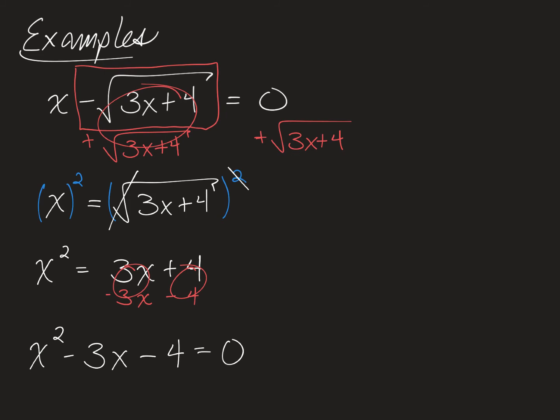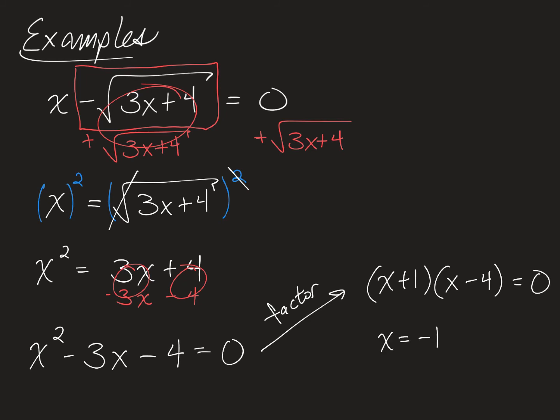Now that we have the quadratic equation set up for solving, I know that this will factor. So I'm going to come here and say factor, and say this is x plus 1 times x minus 4 equals 0. And I think from here you can see that x will equal -1 and x will equal 4. Again, these are proposed answers.